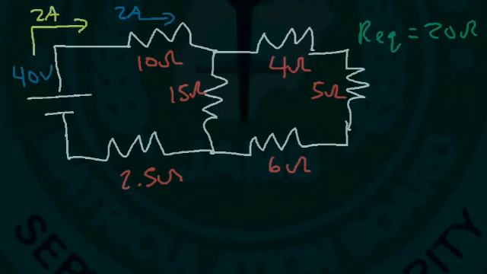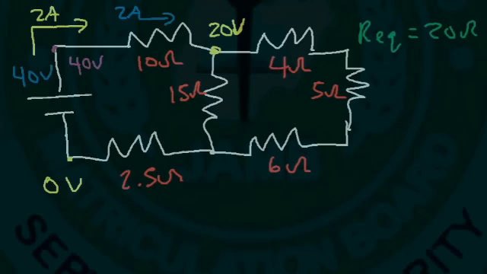Now let's say that the voltage here is 0. It might be good to define the absolute voltages at every point. So we know the voltage here is 40. So if 2 amps flow through the 10 ohm resistor, using V equals IR, 2 times 10 is 20. So we have a voltage drop of 20. So 40 minus 20 is 20. So the voltage at this point is 20 volts.